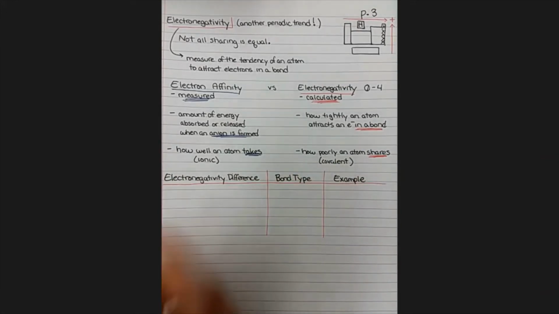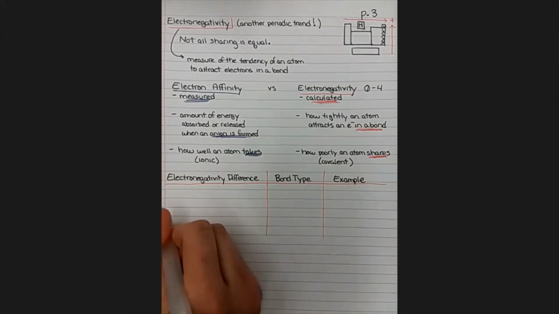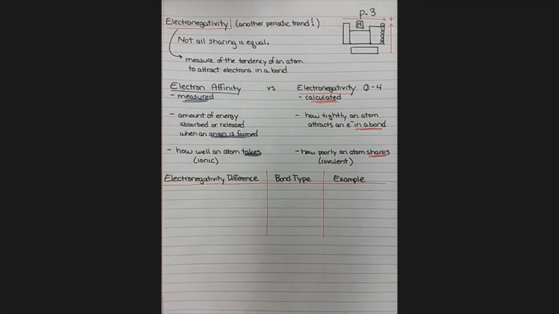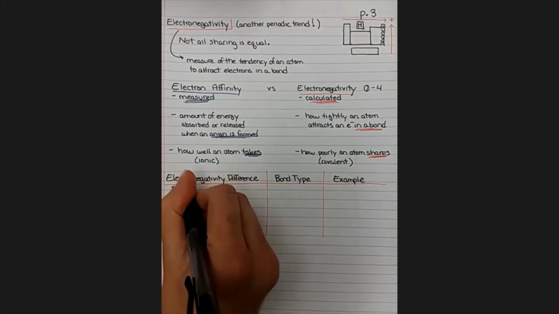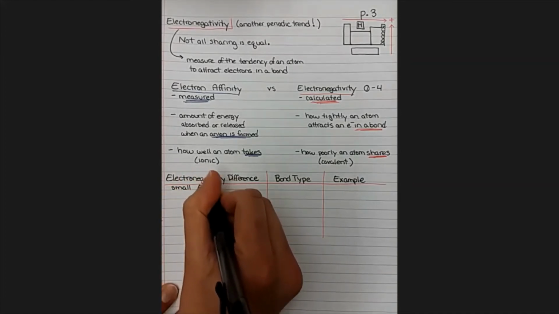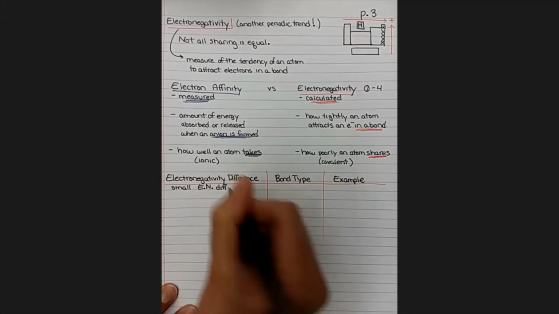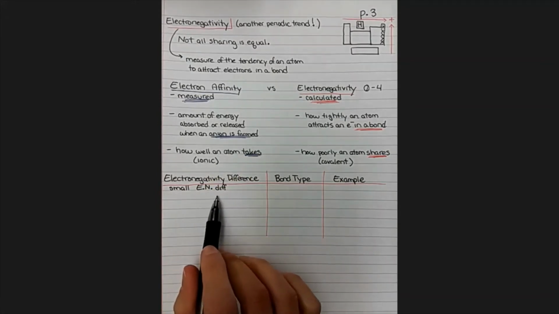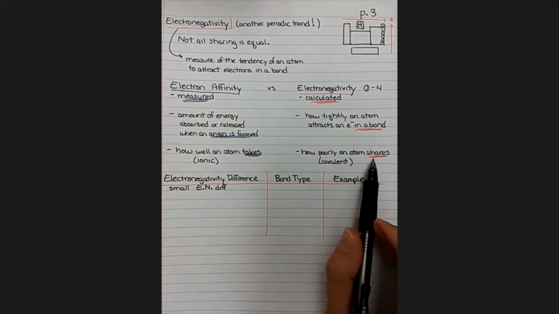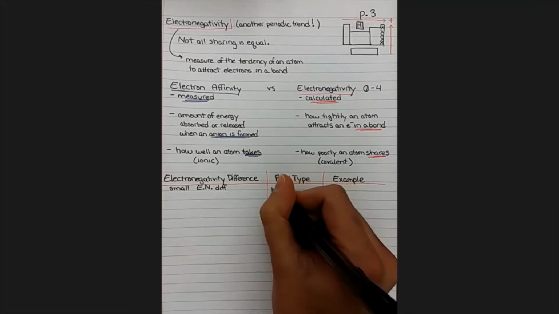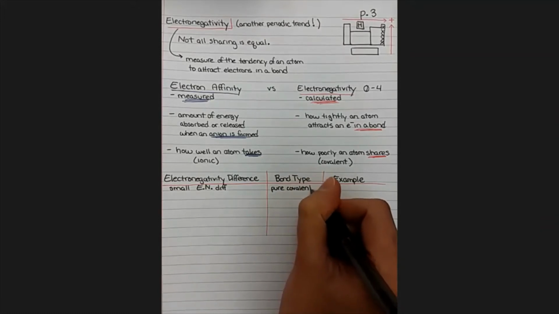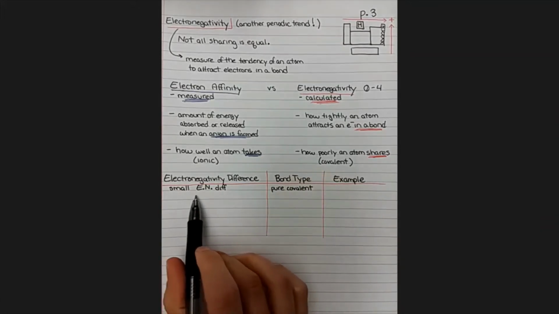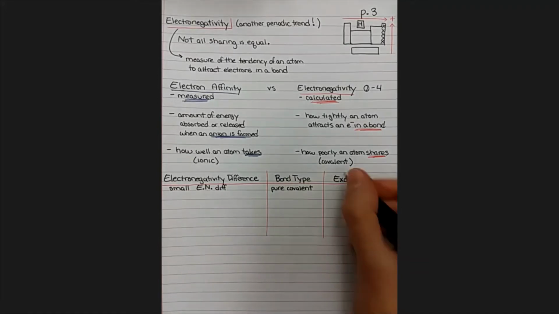Okay, so we are going to go from small to large electronegativity difference. So if we have a small electronegativity difference, then this means that the atoms are really similar to each other and they are going to share very well. So their ability to share is going to be similar. So this is called a pure covalent bond.